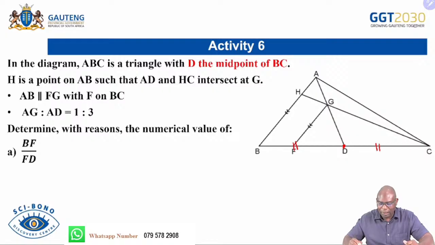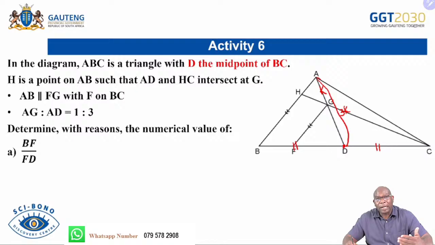Now the whole of AB is parallel to FG. It's indicated with F on BC. That's indicated also. AG, so I have AG to AD, it's 1:3. So I'm going to say AG will be K, and the whole of AD will be 3K, you see.